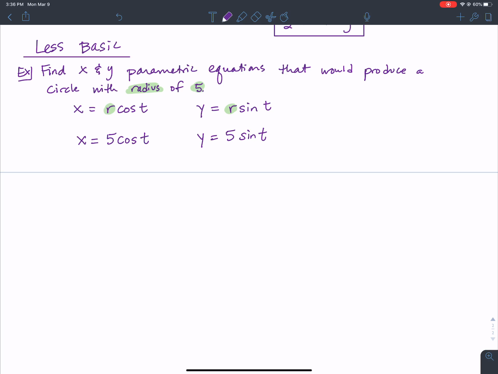And so this particular circle is going to have a radius of 5, and I should have added on that it's also centered at 0, 0. If it's not centered at 0, 0, then we would have numbers added onto our equations here, added here at the end. We don't have anything added on the end, so it's centered at 0, 0.